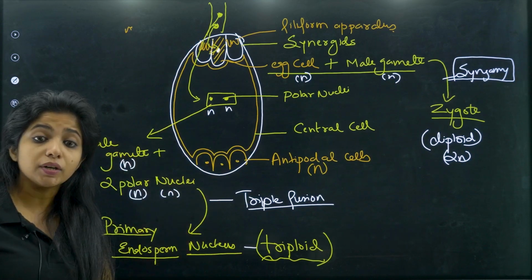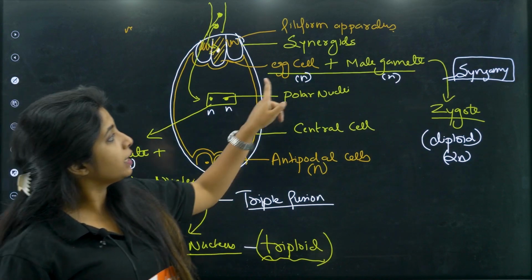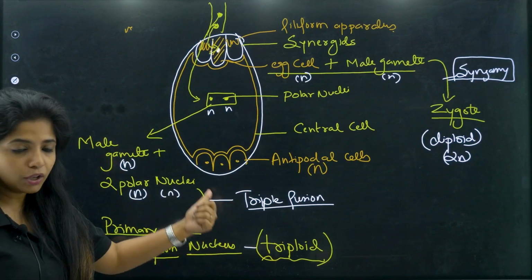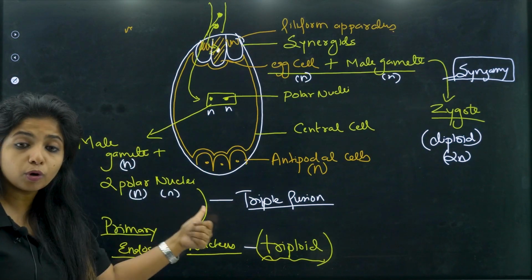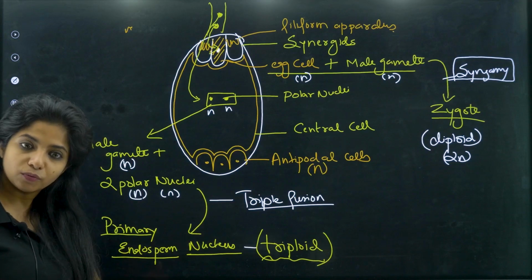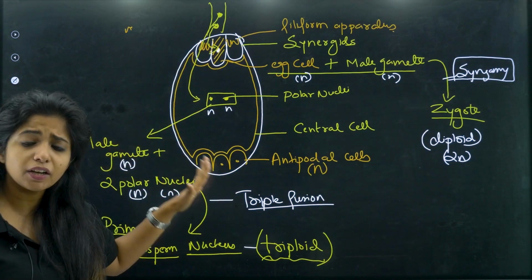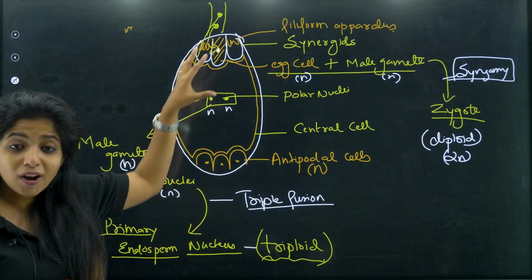Now the question is, where did you get the zygote from? You got the zygote when the egg cell and the male gamete fused. The question is, where did you get the primary endosperm nucleus from? You got it when the male gamete fused with the two polar nuclei. Okay, now if you are asked about the ploidy of any of these cells, what do you say? They are all haploid.